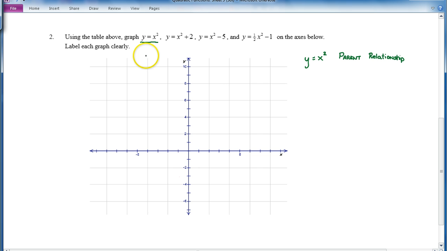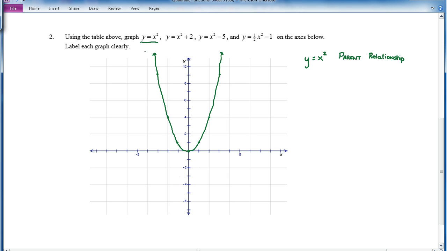So if we have y equals x squared, we know we have the points 0, 0, 1, 1, 2, 4, 3, 9, -1, 1, -2, 4, -3, 9. And again, then I connect these with a nice smooth curve. I'm going to try and make this kind of like a U. Be very careful. Don't make it a V. If it looks like a V, it's wrong. It's actually a different type of relationship then. Don't forget your arrows on the ends.